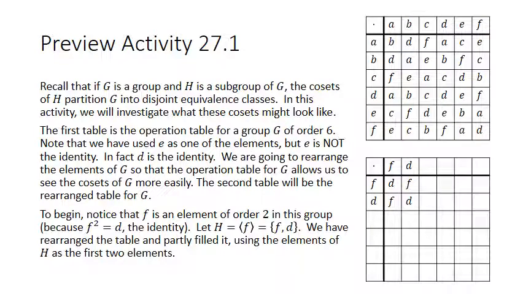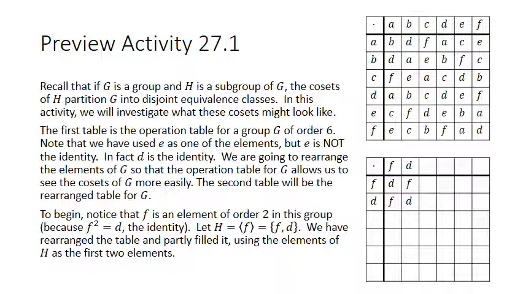Okay, so let's get started with a preview activity, and this one actually involves coloring, so I hope you will enjoy it. There's a lot of text to start off with here to explain this activity. Recall that if G is a group and H is a subgroup of G, the cosets of H partition G into disjoint equivalence classes. In this activity, we will investigate what these cosets might look like.